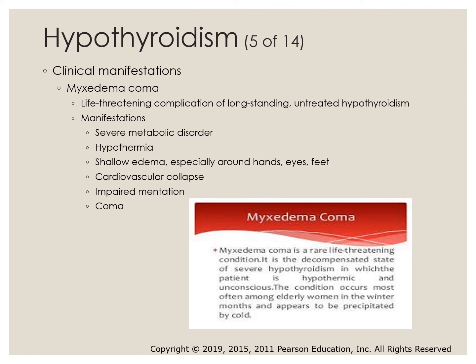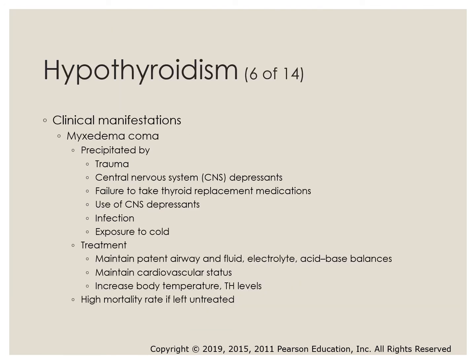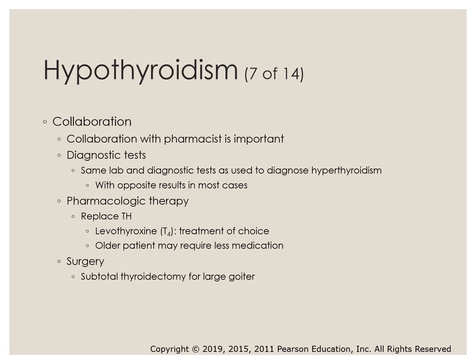On page 870, it shows your labs, your TSH, T4, T3, and T3 uptake for hypothyroidism. It also shows clinical manifestations on the bottom of 870. I would look over that. Clinical manifestations for myxedema coma are listed here for you, and there is the treatment, which I just talked about.